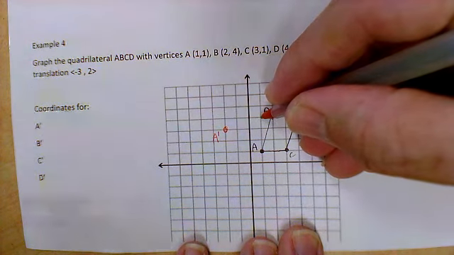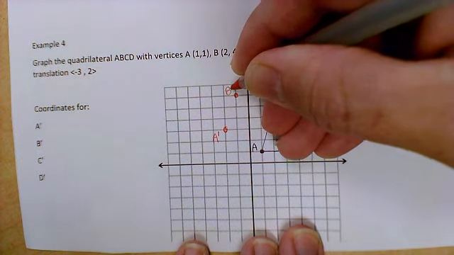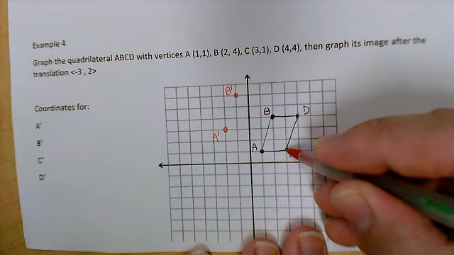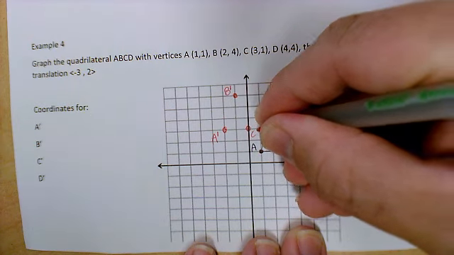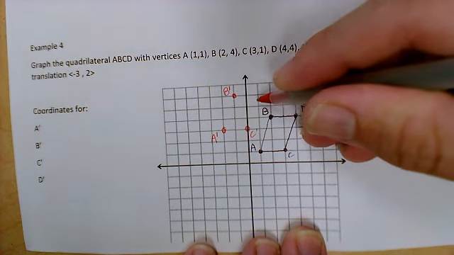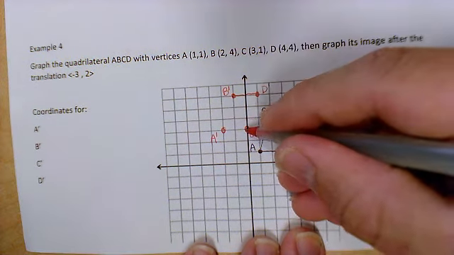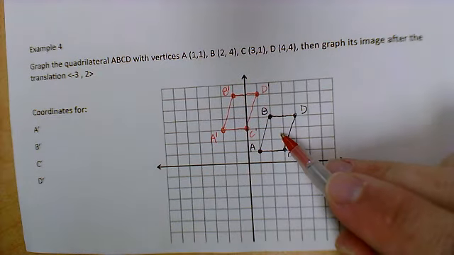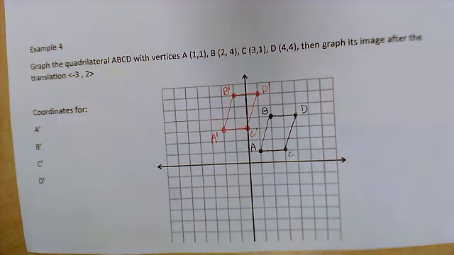So from B, I'm going to go left 3, 1, 2, 3, and up 2. So here's B prime, the new image. The reason why I'm doing left 3 and up 2 again is because that's what the vector said to do. So I'm going to do it for C, left 3 and up 2. And for D. And I'll connect those. Now what you're going to see is an image that is congruent to the original. Just every single point has been translated to the left 3 and up 2.